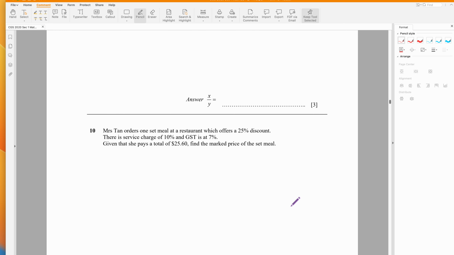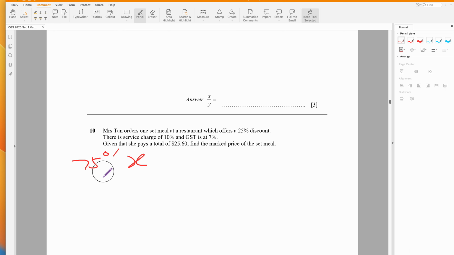This question I need help. The order is a set which offers a 25% discount. There is a service charge, given that she pays a total. Okay, good. So you need to go in reverse. Let's say the set meal is X dollars. But this set meal X dollars, you actually don't need to pay 100% of it. You only pay 75% of it.